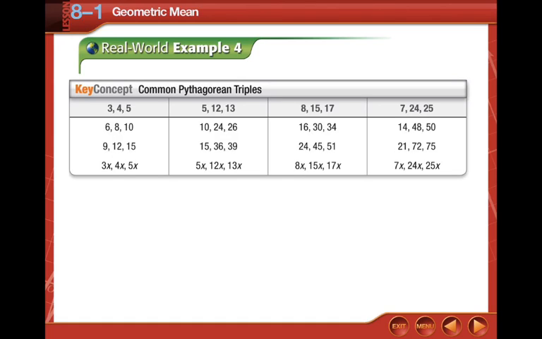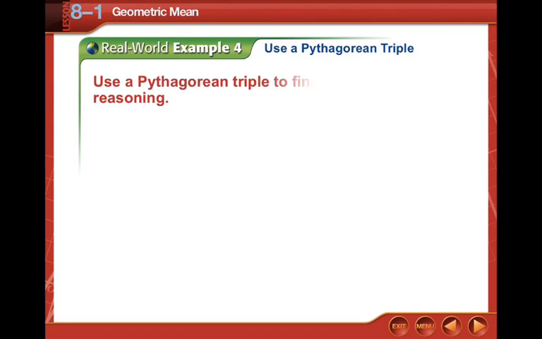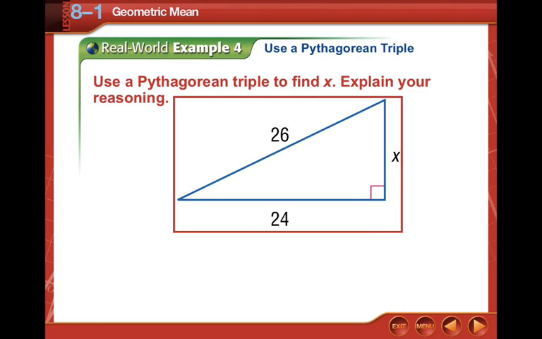And then the last one there is just telling you that you can just multiply each one by the same thing and get another triple. It's just basically blowing up the triangle that you had initially, dilating it to be larger.